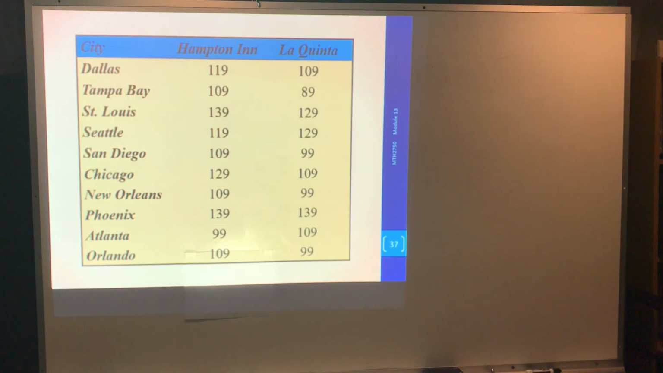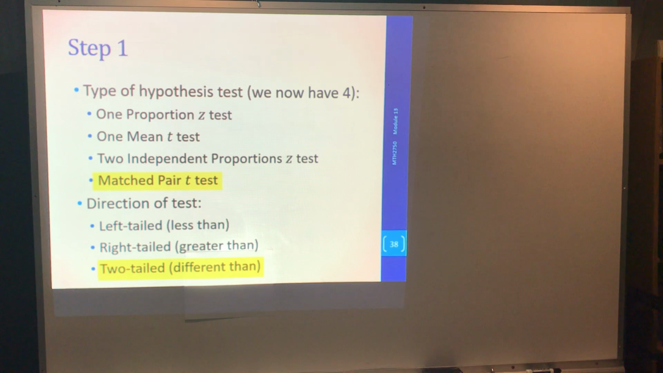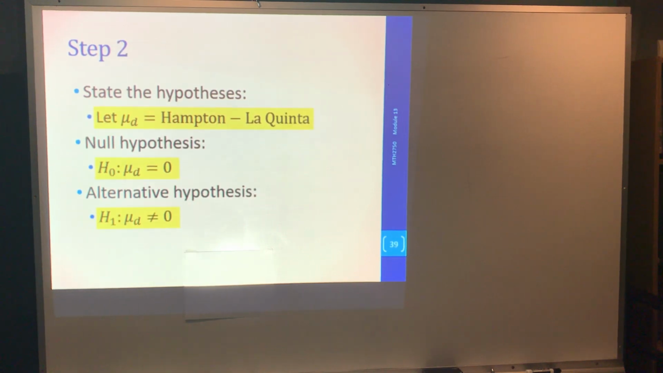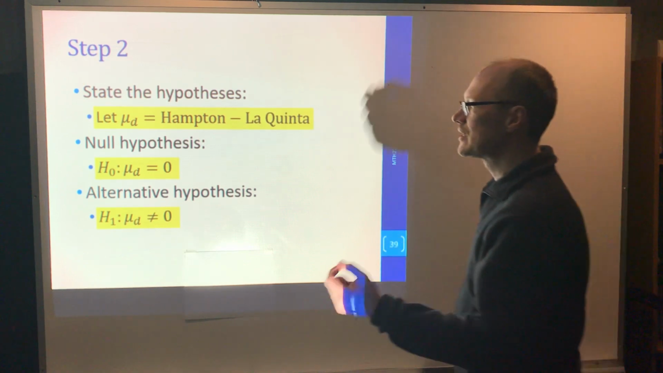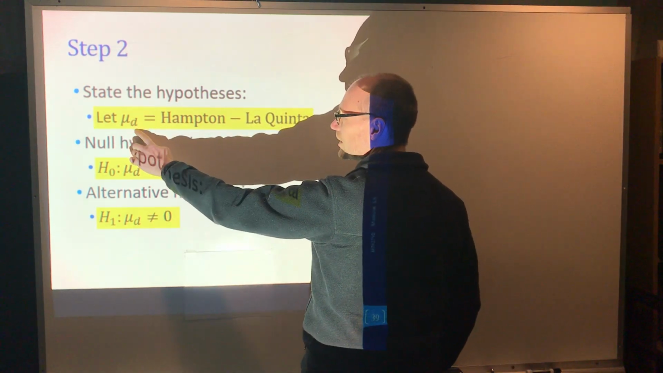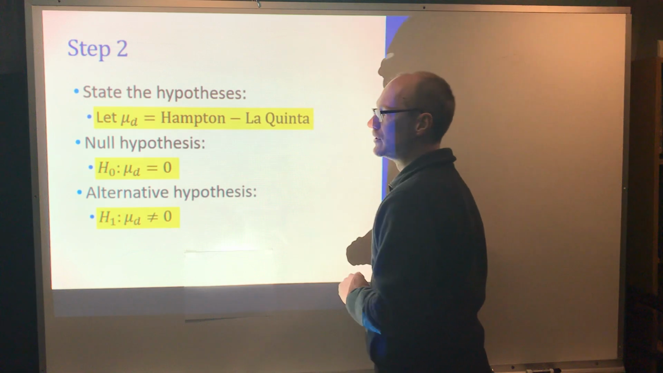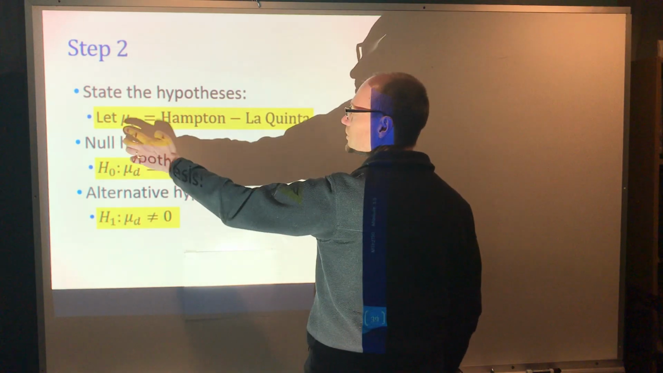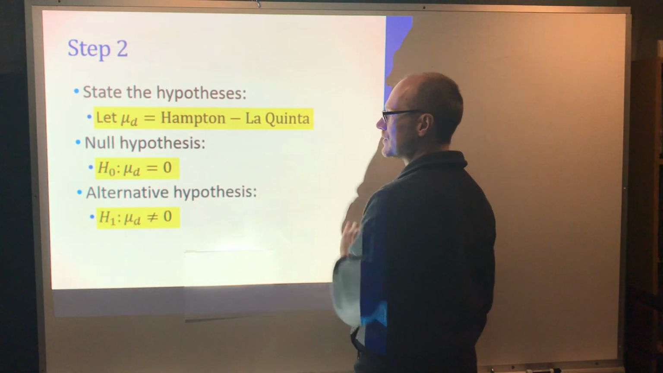They certainly are different, right? Looks like there's a whole lot more hundreds on the Hampton Inn side than the La Quinta side, but maybe they're the same. I don't know. That's what the researcher wanted to find out. So it is a two-tailed test. And we're going to set this up as the difference in their average price. The difference is going to be Hampton minus La Quinta.